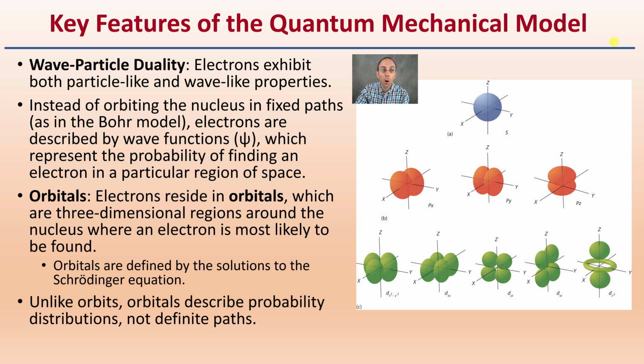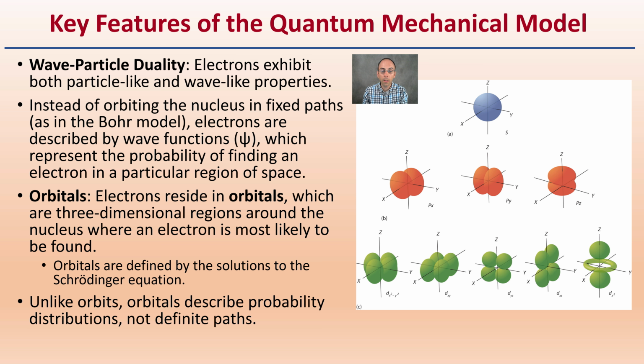Electrons exhibit both particle-like and wave-like properties, which makes them so complex. We like to think of them as orbiting in fixed paths like the Bohr model, but electrons are more accurately described by a wave function, which represents the probability of finding them in a particular space. Those orbitals I described are where the electrons reside: this 3-dimensional region around the nucleus where electrons are most likely to be found, and this is defined by the Schrödinger equation.